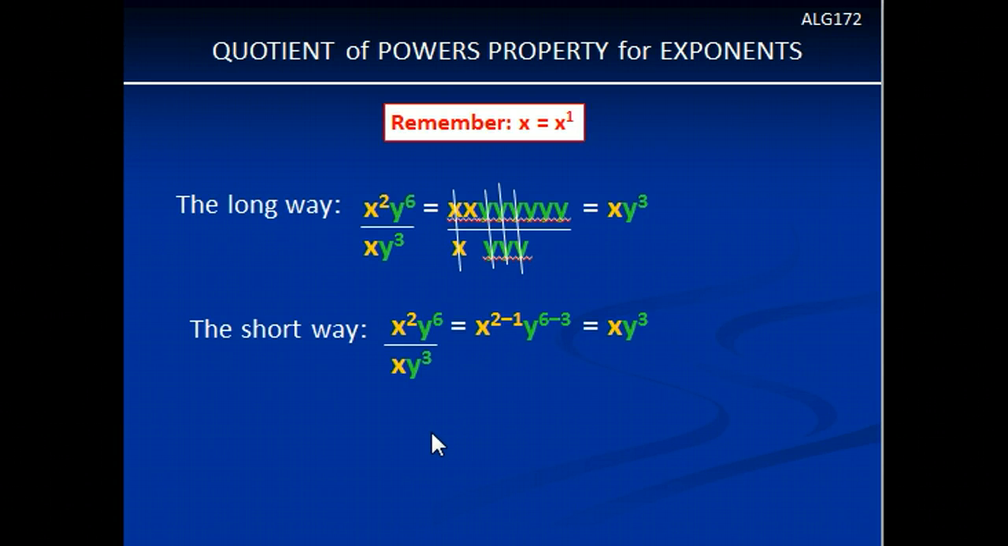So here, if we use our property instead of doing it the long way, which could get very long for longer problems, we can say that x squared over x is x to the 2 minus 1. Don't forget, this x has a 1, so it's 2 minus 1. That is 1. So here we have x to the 1, or x. And y to the 6 over y to the 3rd is y to the 6 minus 3, which leaves us with y to the 3rd. So we have x y to the 3rd. That's our final answer. We can't simplify it anymore.